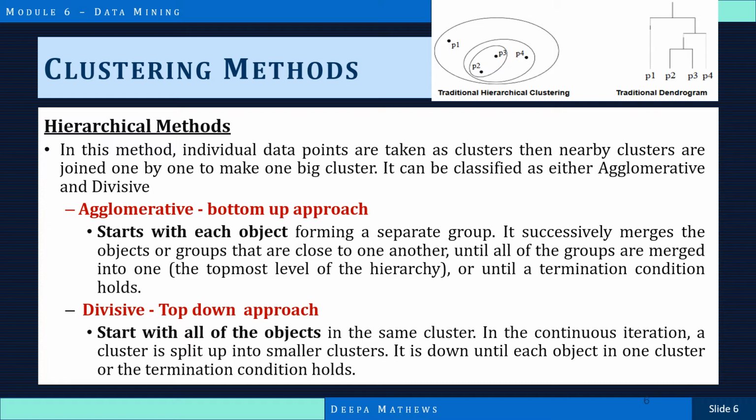Whereas divisive is just the opposite of agglomerative. It is a top-down approach. Initially all the objects will be placed in a single group. So all the objects A, B, C, D, E are placed in a single group. Then we divide them into separate groups based on their dissimilarity. Later on we divide each object into different groups. That is the case of divisive. So these are the two main hierarchical methods.